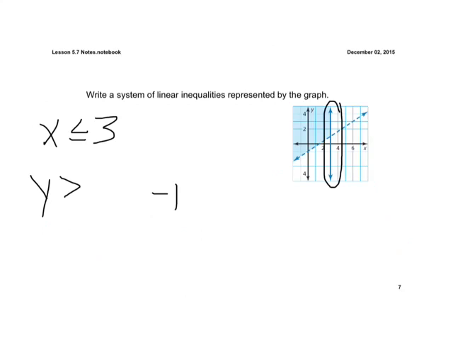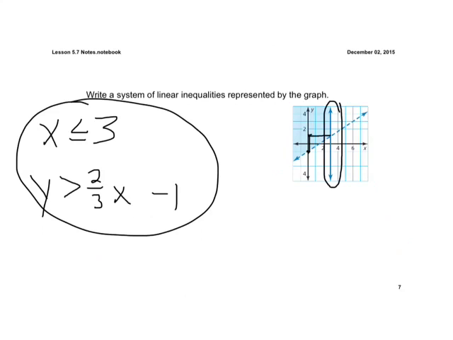So let's again go to that y-intercept and count. Okay, we need to go up 1. Let's go up 2. And then right 1, 2, 3. We get over to there. Our slope looks like it might be up 2, right 3. So our slope is going to be 2/3 x. So our system is right here: y is greater than 2/3 x minus 1, and x is less than or equal to 3.